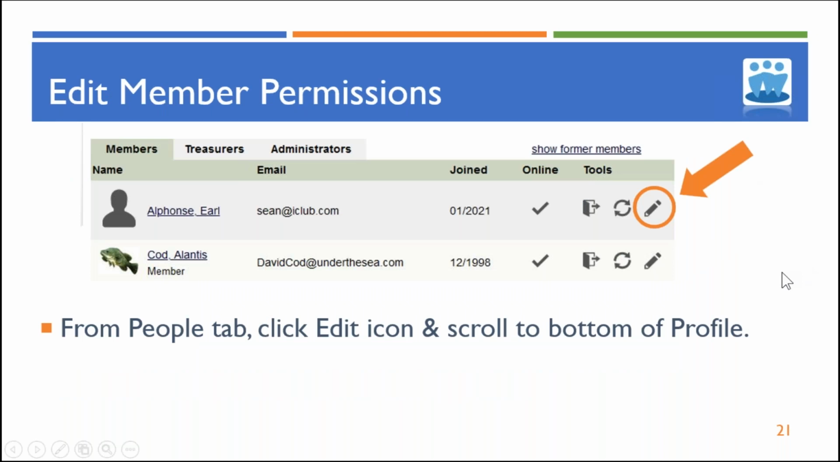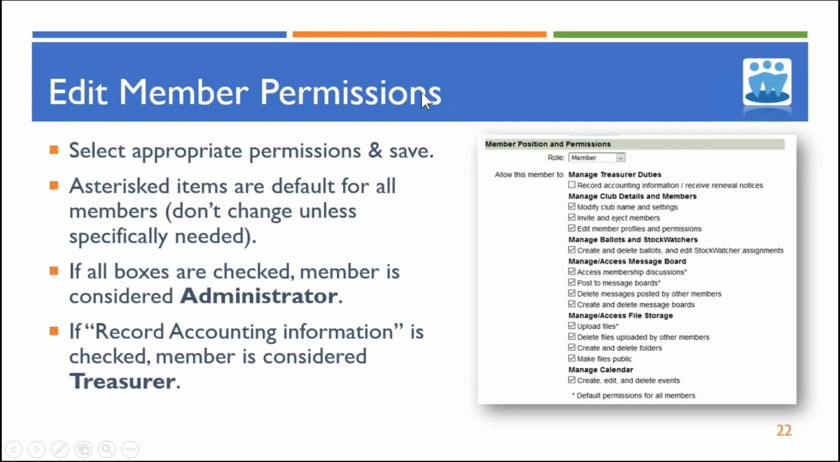Now the administrator also gets to edit member permissions. The edit icon looks like a little pencil there in the people tab. So you can click on that edit icon and then scroll to the bottom of their profile to their member positions. Now, members can edit their own member profile, put in their address, their phone numbers, their emergency contact, etc. The member positions and permissions down at the bottom are for administrators to set the duties that each member is responsible for, and the features they can access on the website.